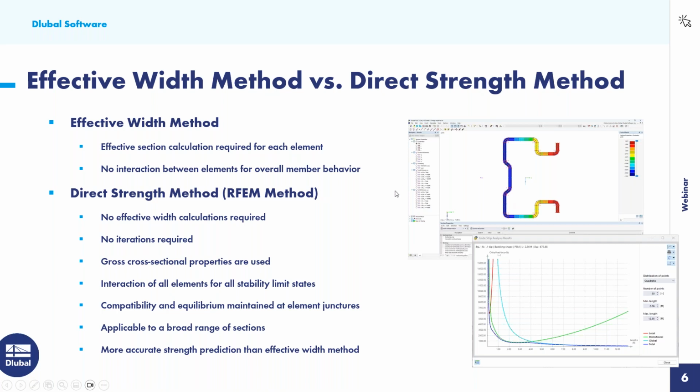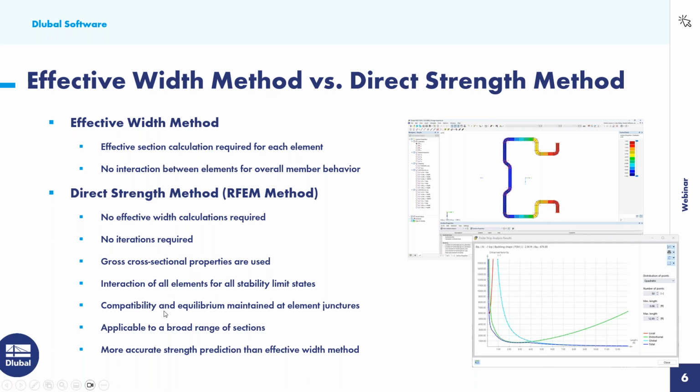Now, alternatively, when we turn to the direct strength method, and this is going to be the method that RFEM is going to utilize, this has definitely some advantages in the fact that no effective width calculation is required for each one of these individual elements. There's no iterations required, but rather the gross cross-sectional properties are used for the entire section. We also have the interaction of all elements for all stability limit states because we're not considering these individual elements, but rather the full cross-section itself.